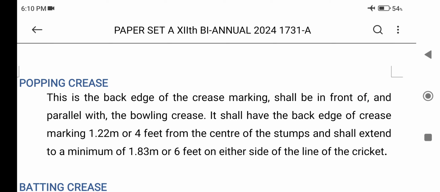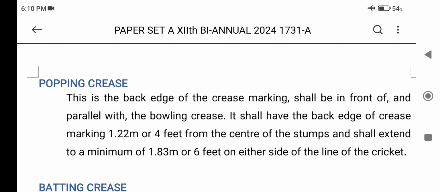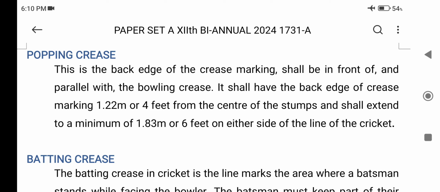This is the back edge of the crease marking. It shall be in front of and parallel with the bowling crease. It shall have the back edge of the crease marking 1.22 meter or 4 feet from the center of the stumps and shall extend to a minimum of 1.83 meter or 6 feet on the other side of the line of the cricket.